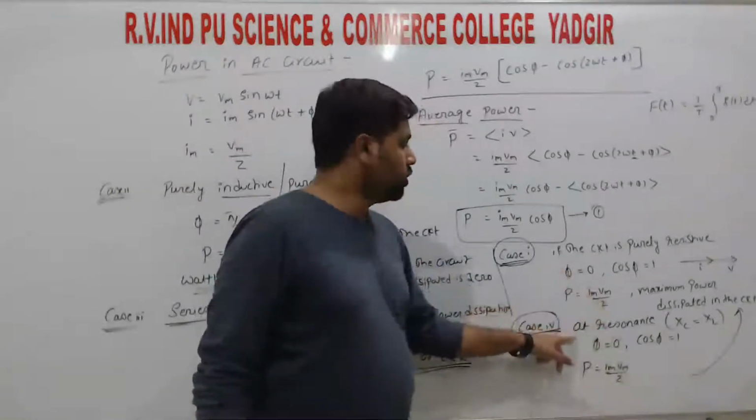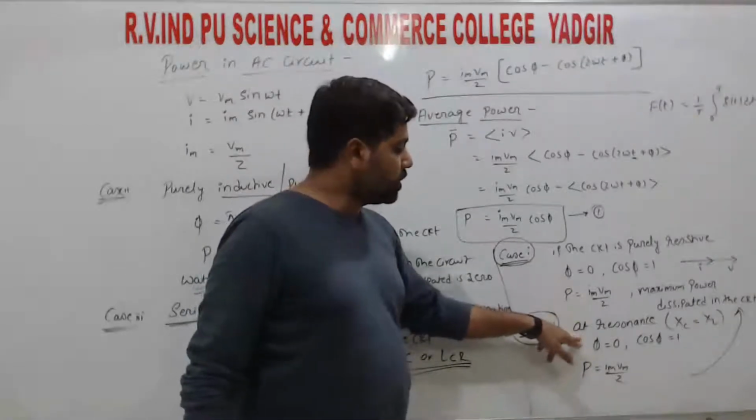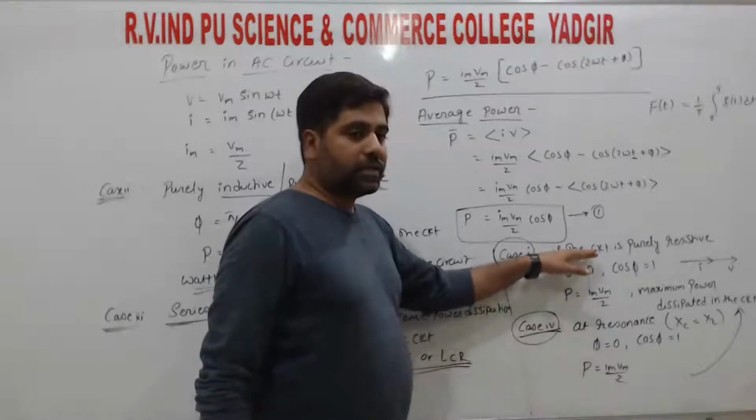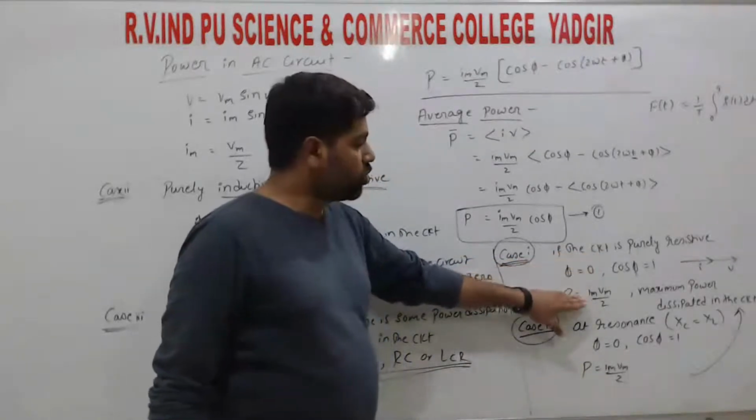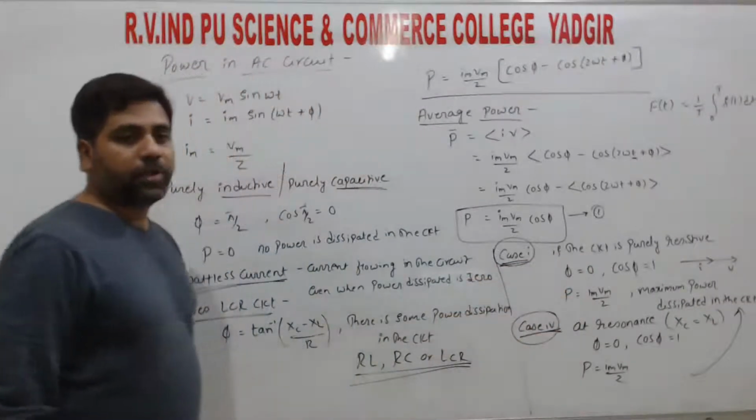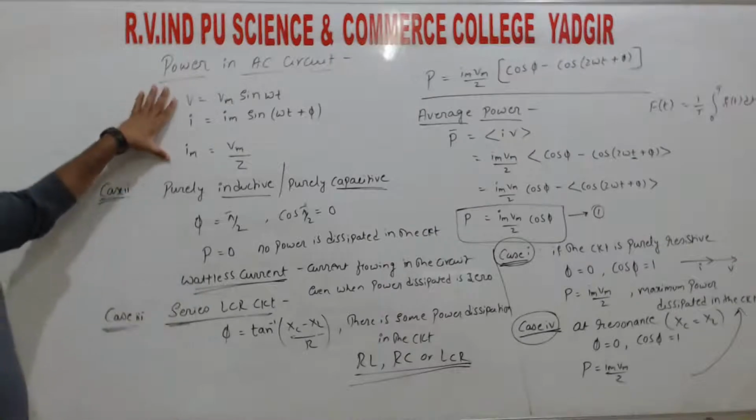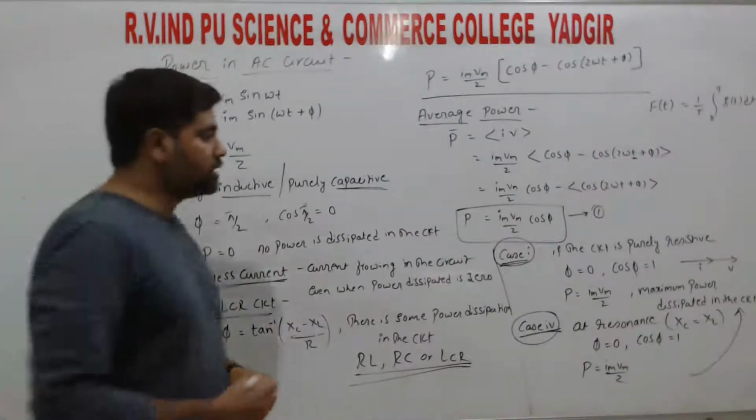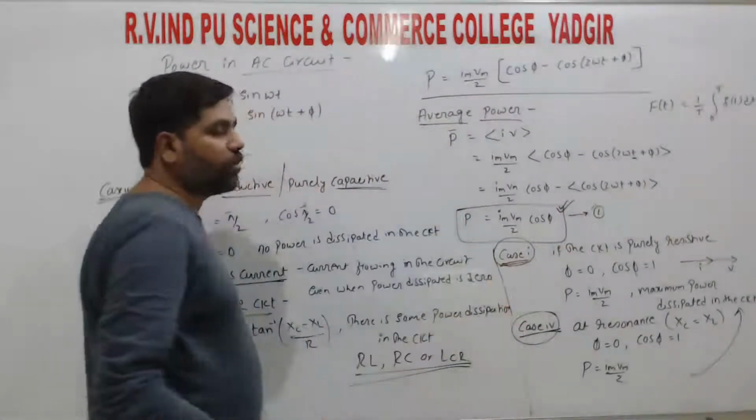So you have to remember this. We have maximum dissipation when the series LCR circuit is at resonance and also when the AC source is connected to a pure resistor. Only a resistor connected also gives us power dissipation, right? So this is about the power in AC circuit. So by this relation we discussed all the four cases. So this is the main important point.